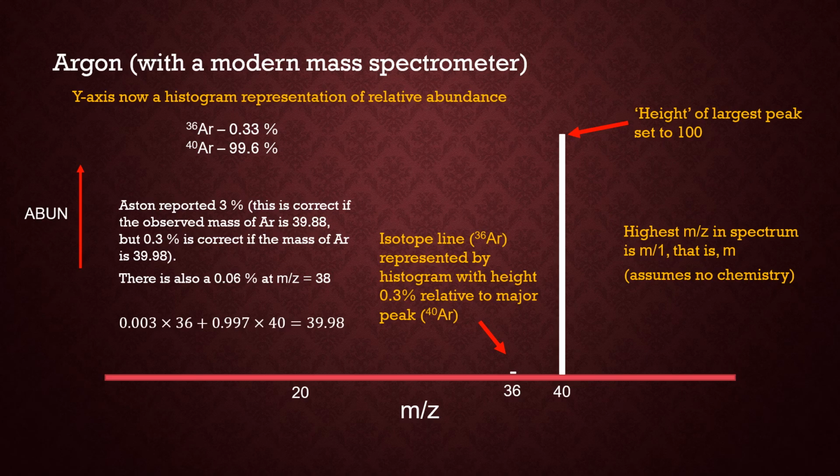If you take the new data, you calculate that you get 39.98, which is actually a better figure even by gasometric standards of today or other techniques to get the average atomic weight of argon.